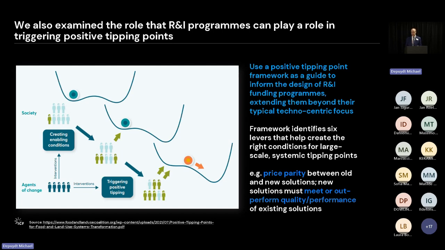Those cost reductions were realized very quickly through investment in supply chain by developers. So here we used this positive tipping point framework, and the framework relies on six levers that help to create the right conditions. And those levers need to be taken into account, we think, within research and innovation programs. Two examples on the bottom of the slide: price parity.